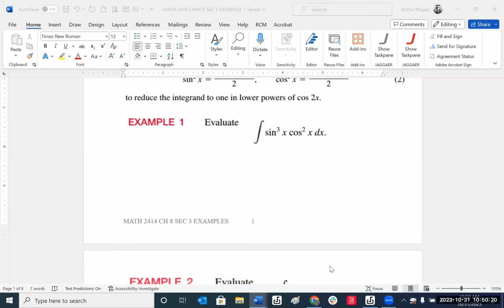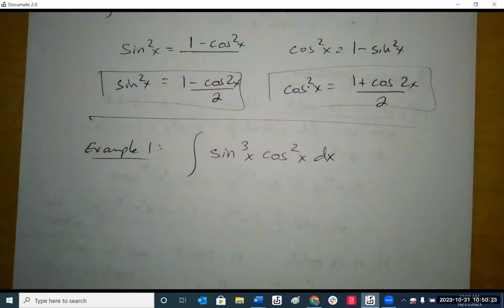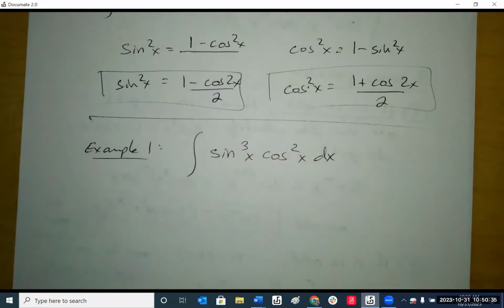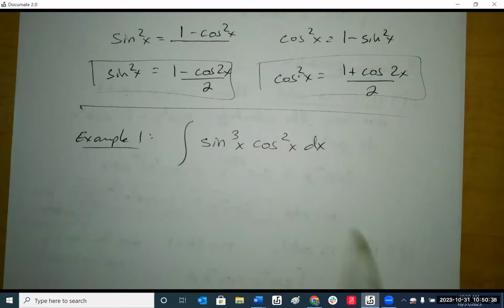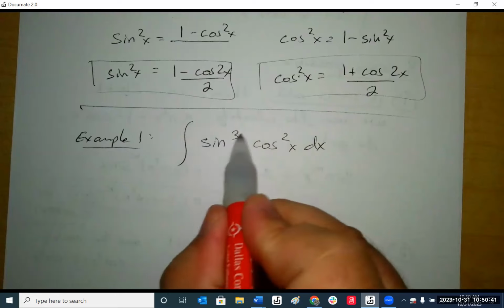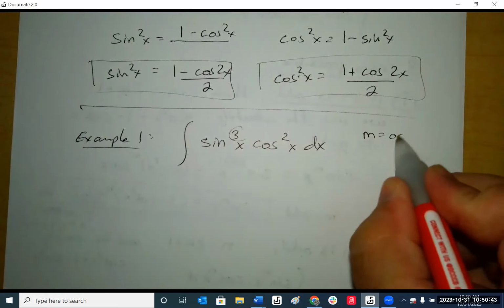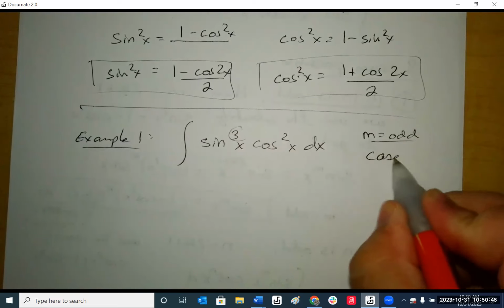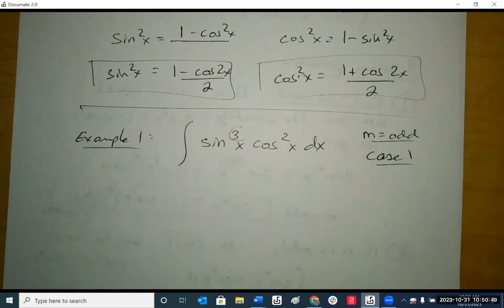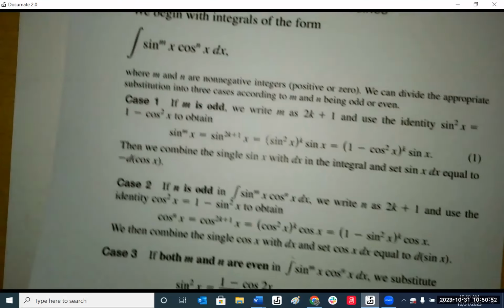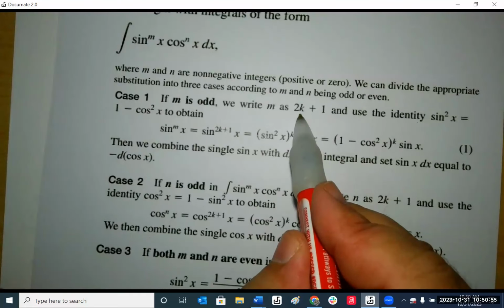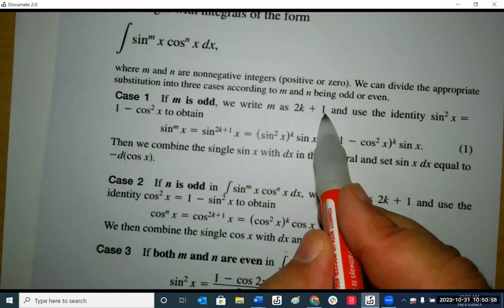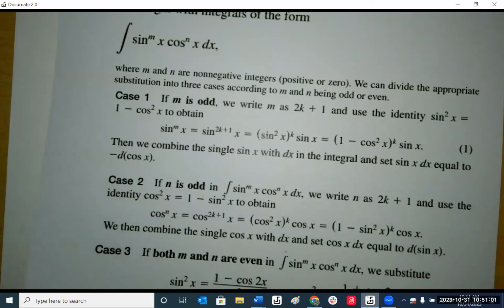All right, so let's look at this example. I have the sheets here, but there's not enough room. It's only this much, so I'll use my scratch paper. So we notice here that m is odd, so we use case one. Case one is if m is odd, we change it to 2k plus 1, and we can rewrite it as that.